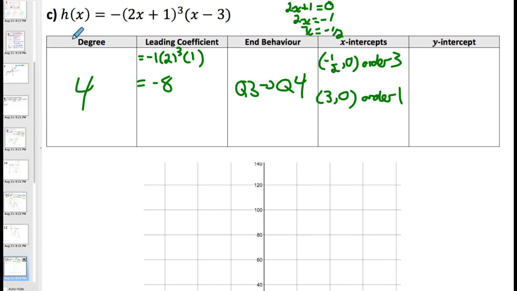Y-intercept. Let's plug in 0 for x into the function and solve for y. So let's calculate h at 0. If I did that, don't forget about this -1. If I plugged in 0 for this x, I'd just be left with 2 times 0 plus 1 cubed. So that's just 1 cubed, which is just 1. And 0 minus 3 is -3. This would give me 3. So 0, 3 is a y-intercept.